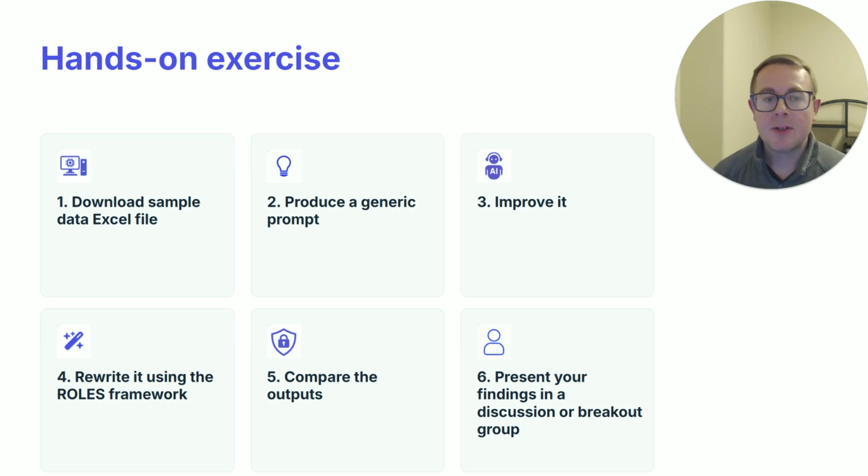And then what I would love for you to do is to present your findings in a discussion with your team or with a breakout group internally. Share the importance of prompt engineering. Share what changed the most between the prompts that you used and why. Discuss the roles framework and the elements within it, and those that had the biggest impact on the quality of the output that you got. This exercise will show that better outputs don't come from smarter models, they come from better prompts.